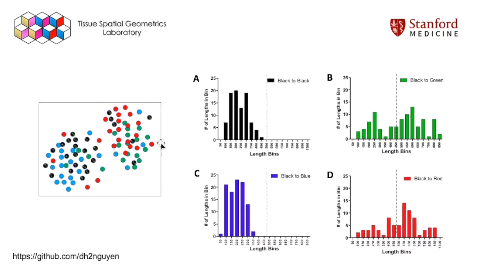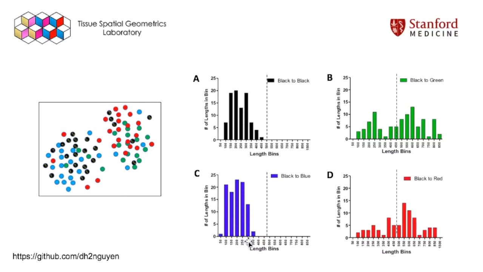Now, if I didn't show you the panel on the left, and I only showed you these histograms, and I explained to you how I derive these histograms, you would be able to derive that these black dots tend to be near other black dots. As you can see, most of the bars are in the bins on the left of the dotted line, and the same for blue dots.